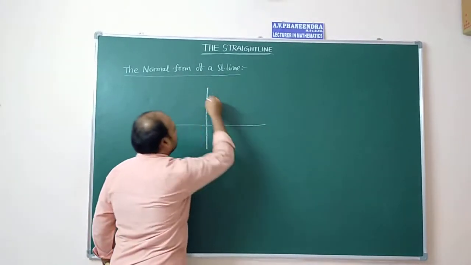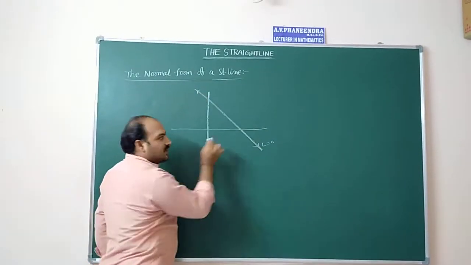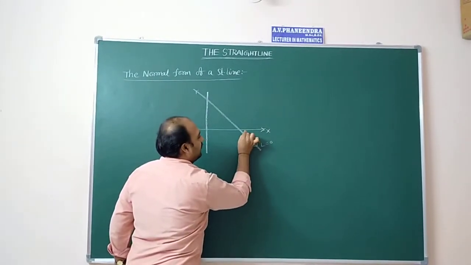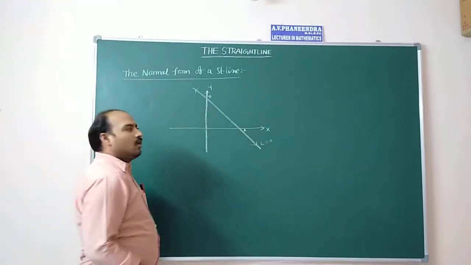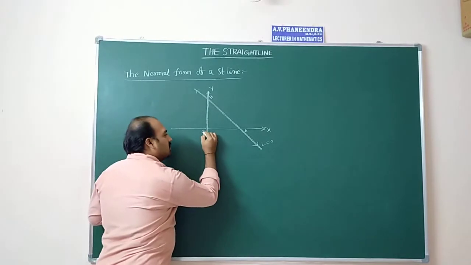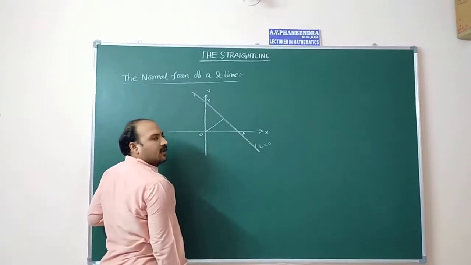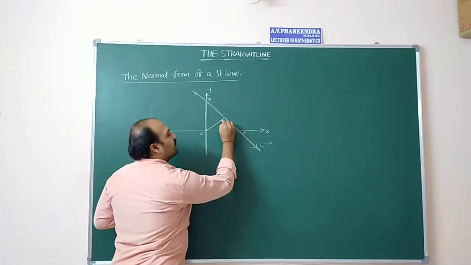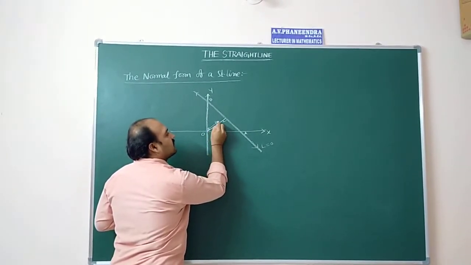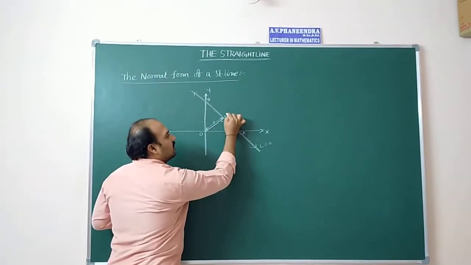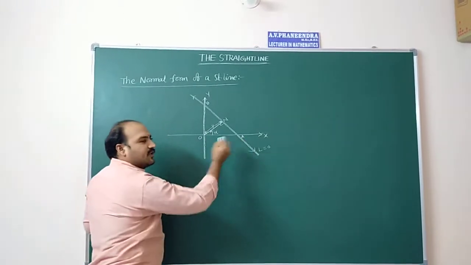Consider a line L equal to 0, which cuts the x-axis at a point A and the y-axis at B. This is the origin. Draw one perpendicular from the origin to the line AB or L equal to 0, and the distance from the origin to the line is P units, and this line ON makes an angle alpha with the positive x-axis.